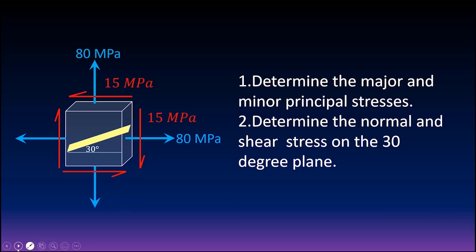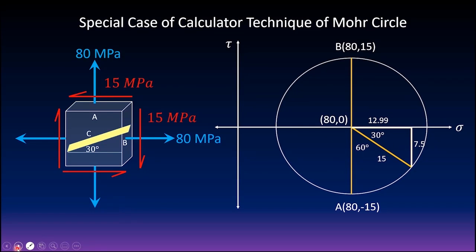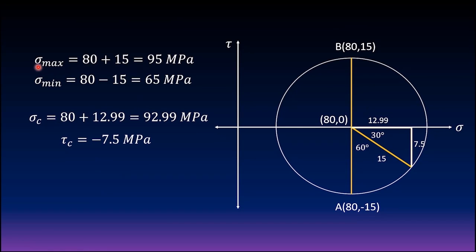So basically, the solution is like this. The maximum and minimum normal stresses are correspondingly 95 and 65 megapascal. And of course, for the maximum shearing stress, you have 15 megapascal. And the normal stress on plane C and the shear stress on plane C are correspondingly 92.99 megapascal and negative 7.5 megapascal.